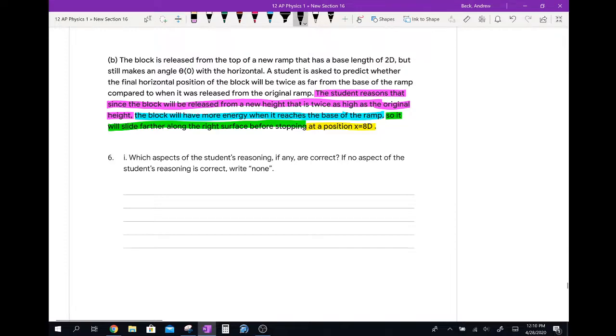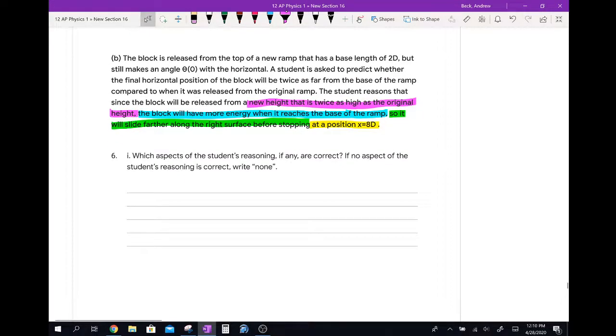So here we have this pink idea. The student reasons that since the block will be released from a new height that is twice as high as the original height, so that's a statement. The new height is twice as high as the original height. That's part of the student's reasoning, so we can check that. The block will have more energy when it reaches the base of the ramp. That's another statement that we can argue whether it's true or false. It will slide further along the right surface before stopping. That's another statement. And then this last part, at a position x equals 8d.